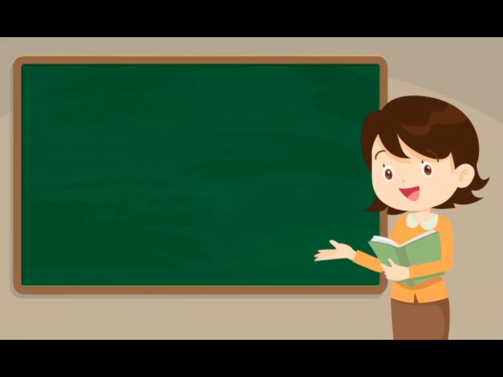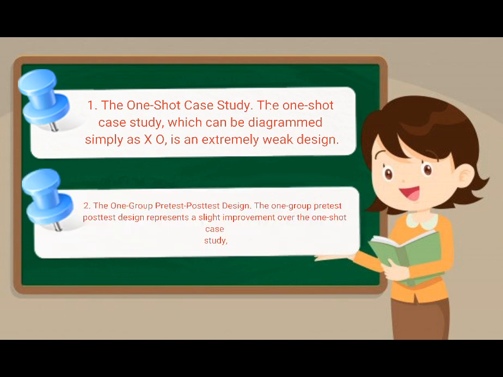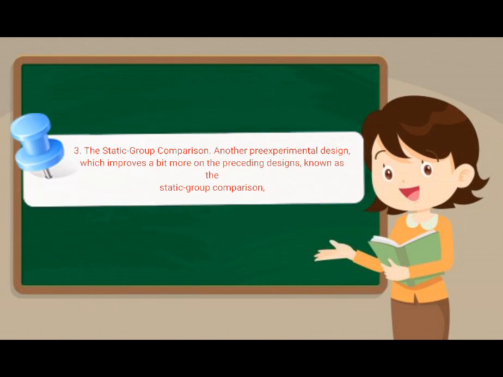Pre-experimental designs. A few examples of pre-experimental designs follow. 1. The one-shot case study, which can be diagrammed simply as XO, is an extremely weak design. 2. The one-group pretest post-test design presents a slight improvement over the one-shot case study. 3. The static group comparison, another pre-experimental design, improves a bit more on the preceding designs.